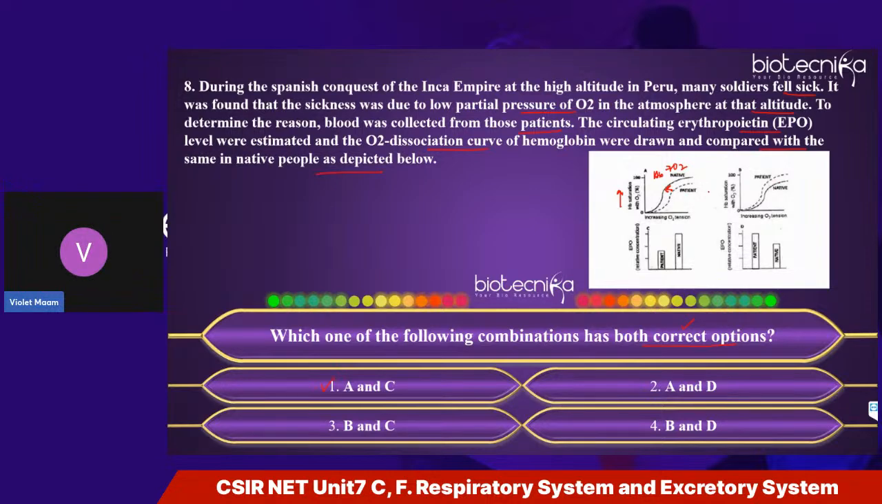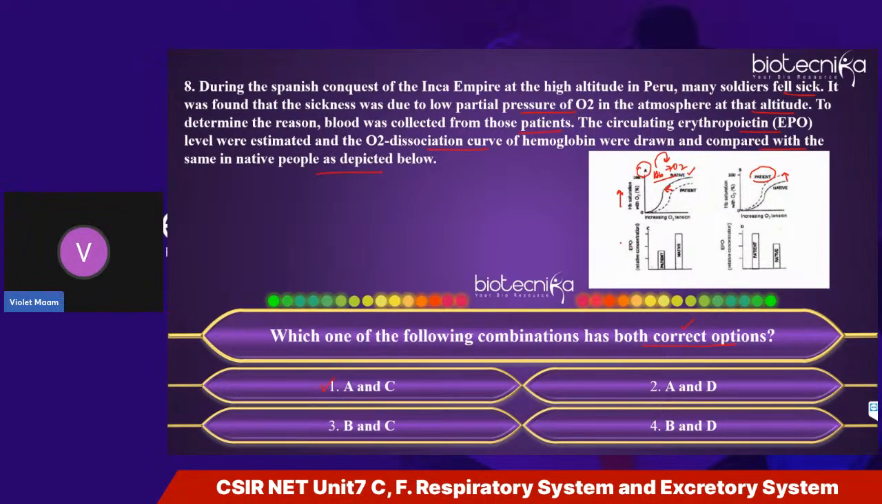Because if they are already acclimatized, the hemoglobin is saturated with more oxygen, so they will not face any issues. They are already prepared, right? So the graph for native people will be towards left, not for the patient. So B will be incorrect. A will be correct over here.